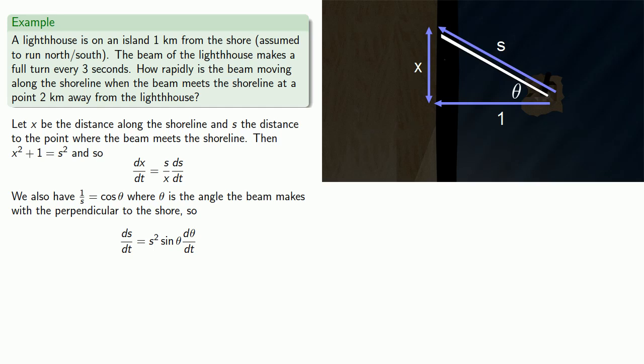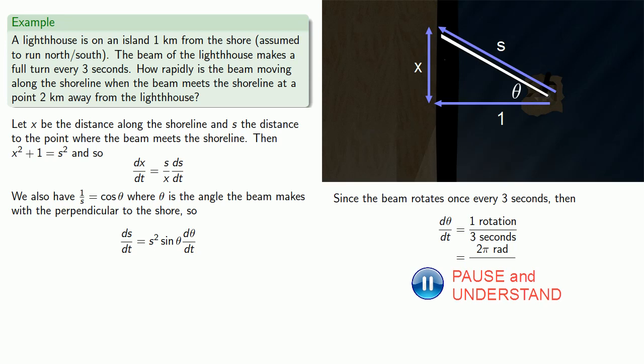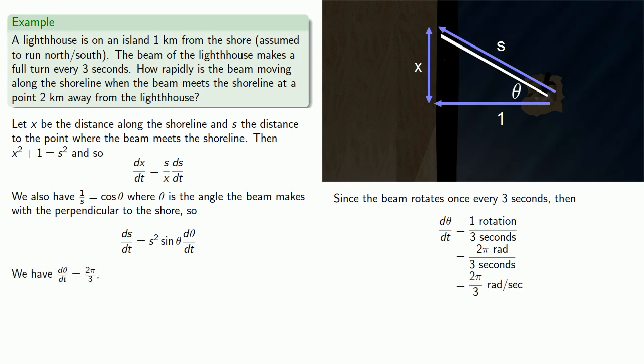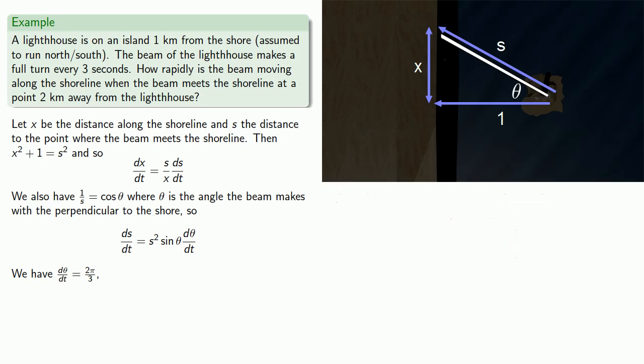So we need to convert this amount. Since the beam rotates once every 3 seconds, then the rate of change of the angle with respect to time, we can express that as 1 rotation for every 3 seconds. But 1 rotation is the same as 2 pi radians, so since they are equal, I can replace the one with the other. And I can leave the 3 seconds alone. And that gives me my d theta/dt of 2 pi over 3 radians per second. So that tells us d theta/dt.